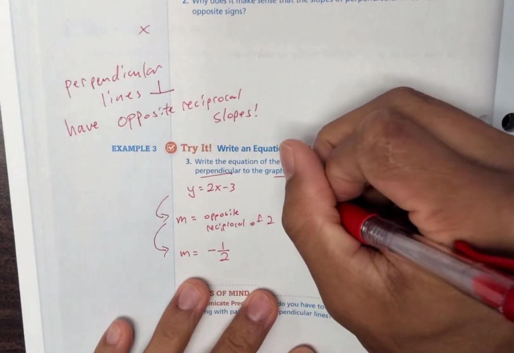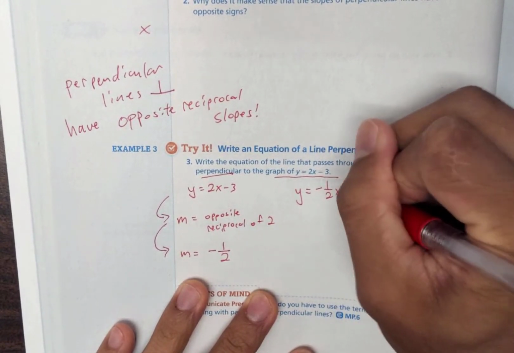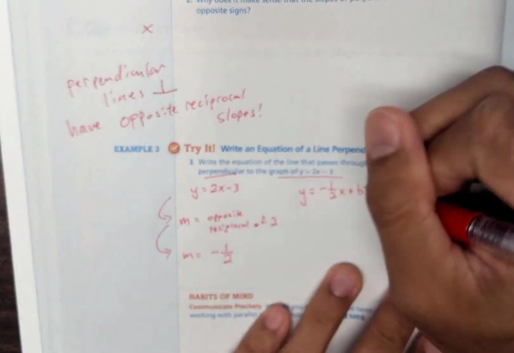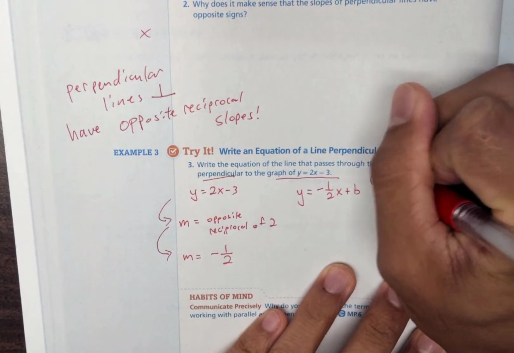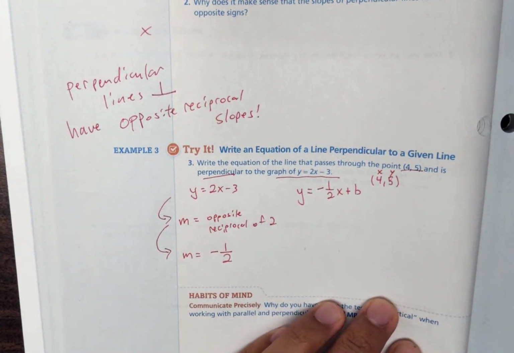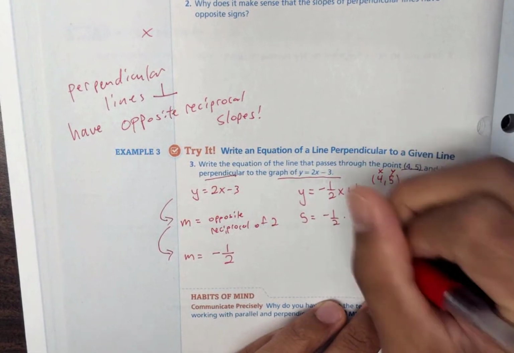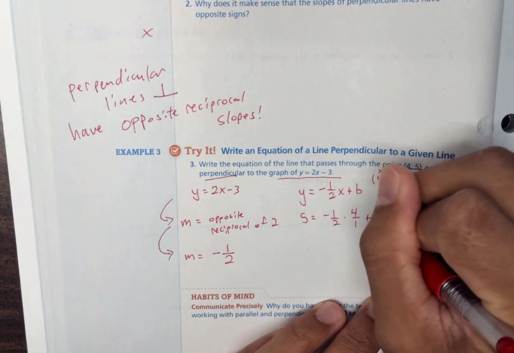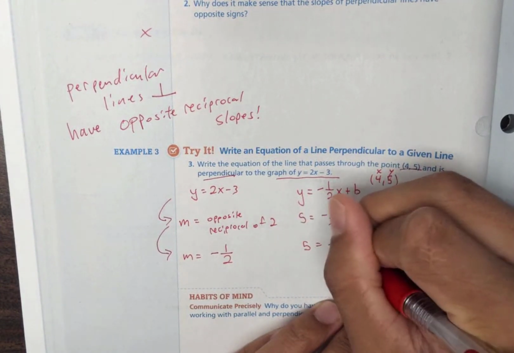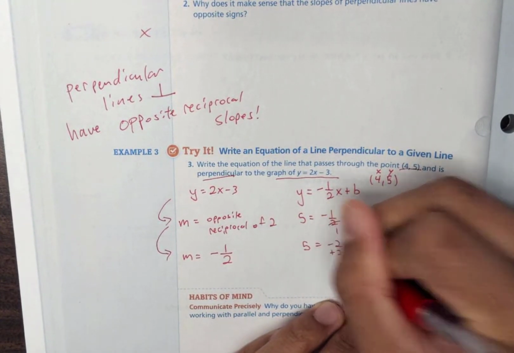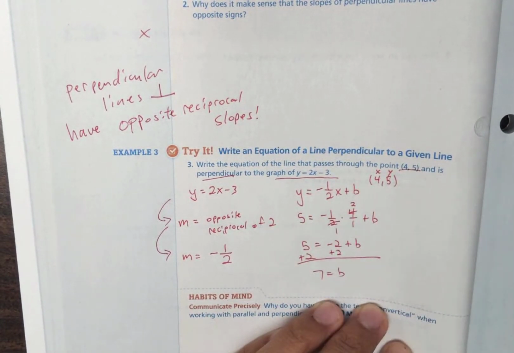Now your line is y equals -1/2 x plus b, and my point that they want to go through is 4, 5. That's my x and y here, and I'm going to plug that in. 5 equals -1/2 times 4/1 plus b. Cross cancel, 5 is equal to -2 plus b. You add 2 to both sides. 7 is equal to b.